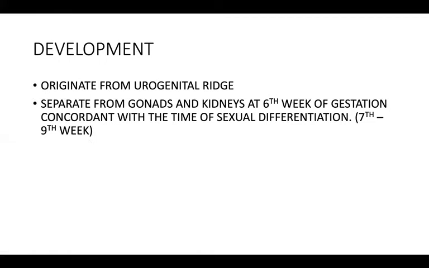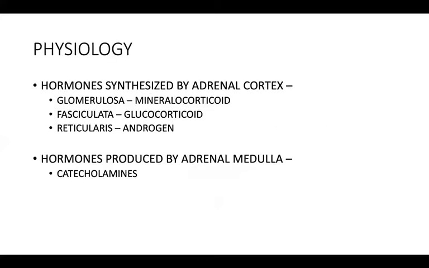Development wise, adrenal glands originate from the urogenital ridge. So they arise in combination with the gonads and the kidneys, and they separate from the gonads and the kidneys at around the 6th week of gestation, which is almost the same time when sexual differentiation takes place. Coming to the physiology, the steroids secreted from the adrenal glands are mineralocorticoids, glucocorticoids, and adrenal androgens.